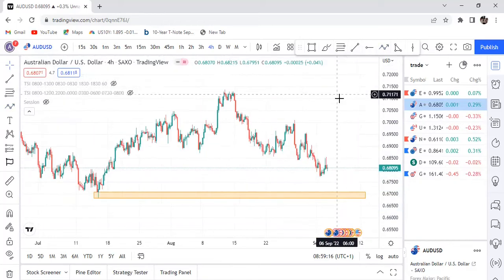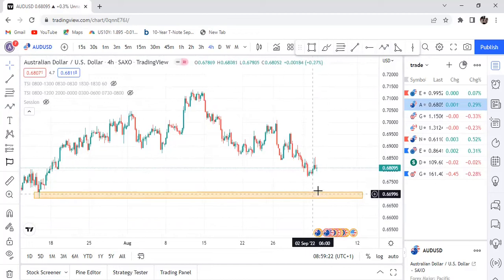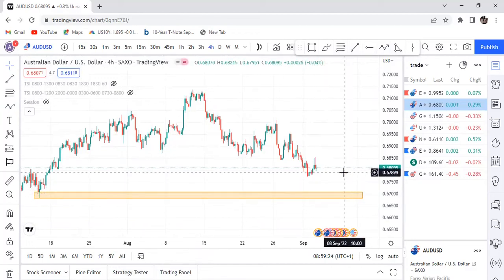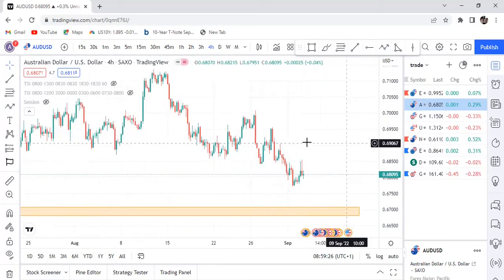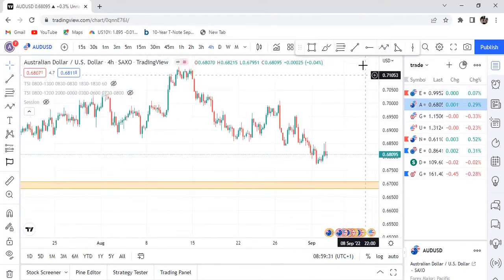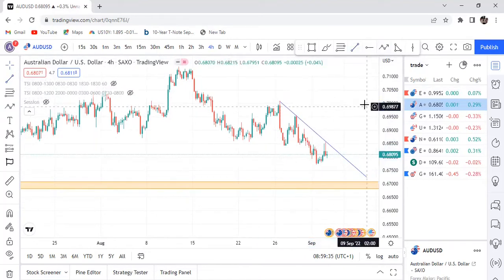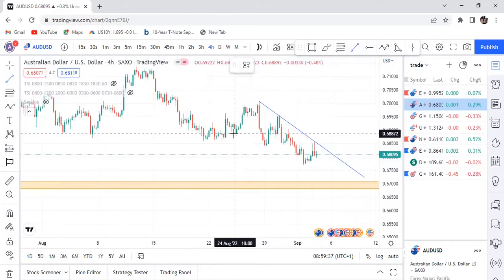Now, how do we enter our trade? We know that this is probably going to go lower according to the measured move. This is going to be long. So we can simply capture the move.